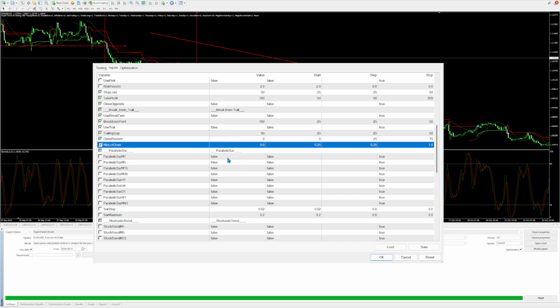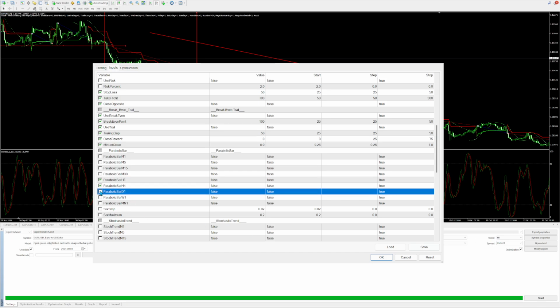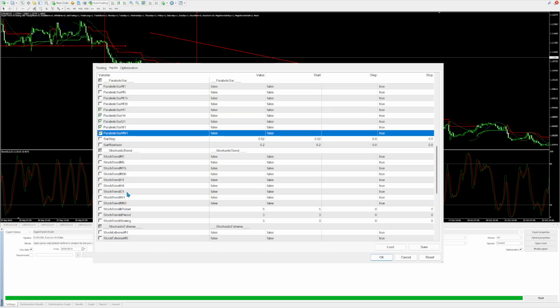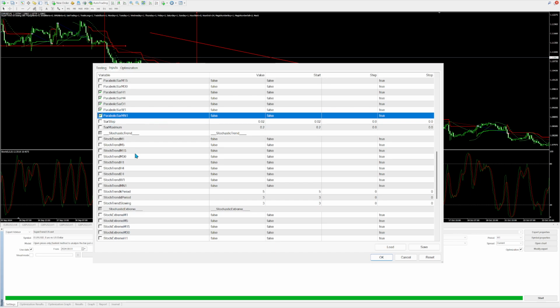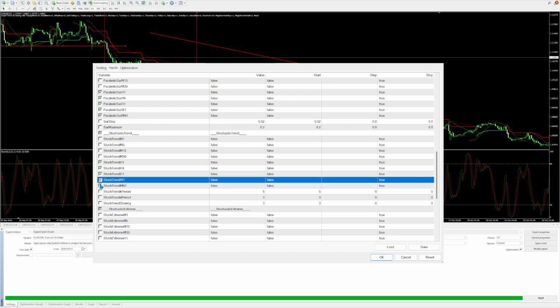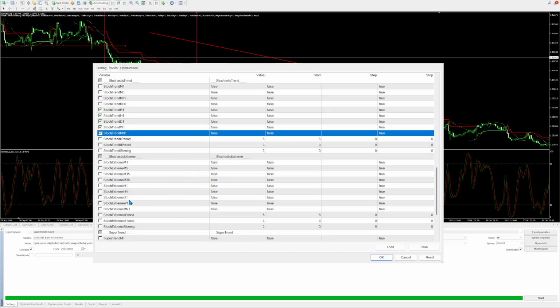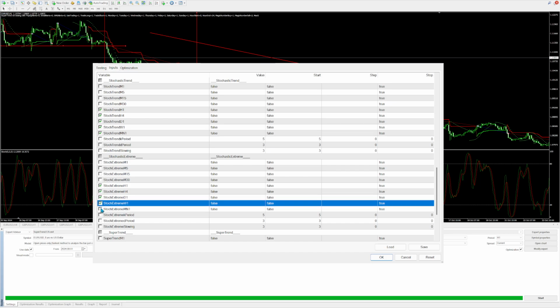Okay, so now these are the time frames we want to optimize. So as we're going to test on the 1 hour chart, we'll just focus on the 1 hour chart, 4 hour, daily, weekly, monthly. So we'll check the parabolic SAR, true or false on all of those. We'll leave the settings as default. Stochastic trend, we'll check 1 hour, 4 hour, daily, weekly, monthly as well. Settings default. For the extreme, we'll do the same.